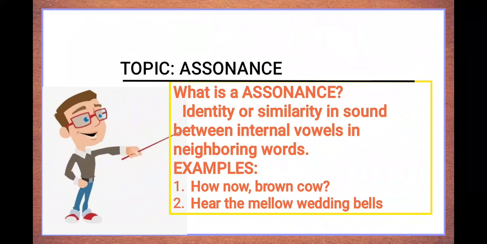Assonance. What is assonance? Identity or similarity in sound between internal vowels in neighboring words. Examples: How now, brown cow? Hear the mellow wedding bells.